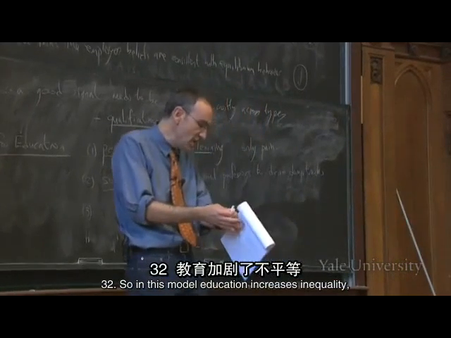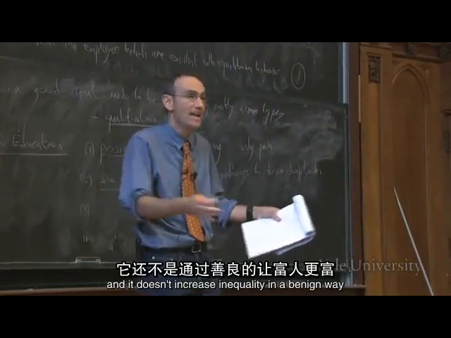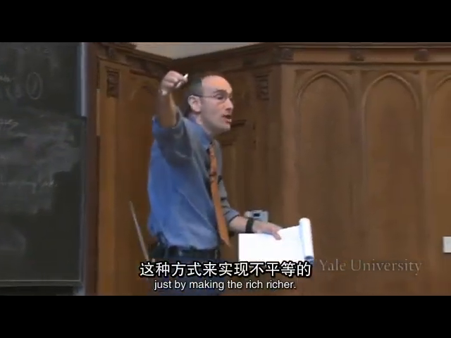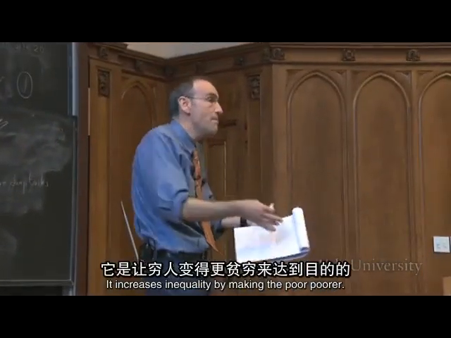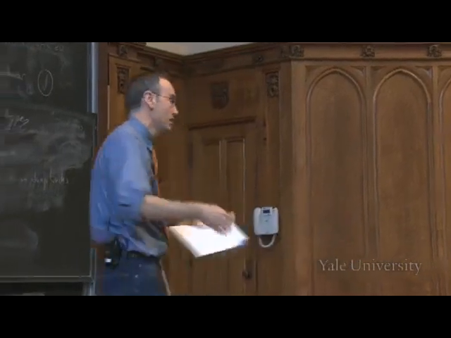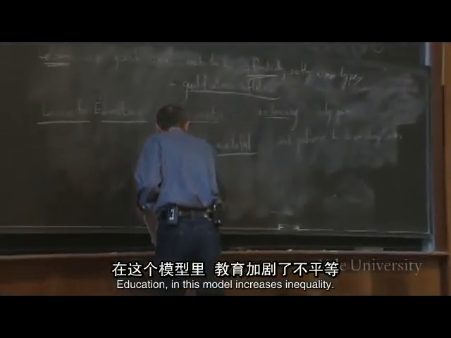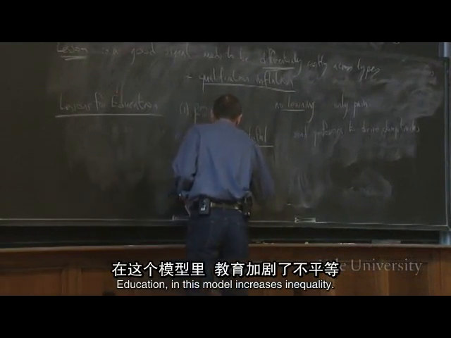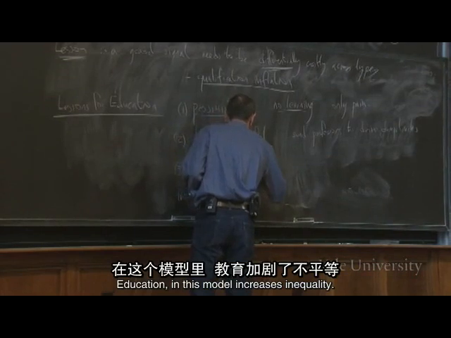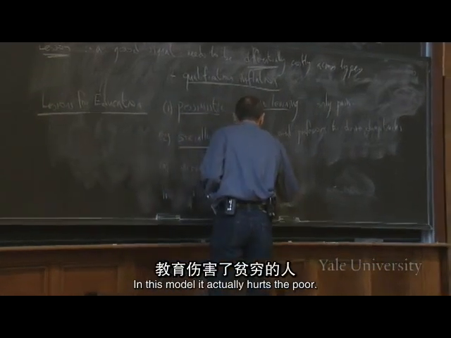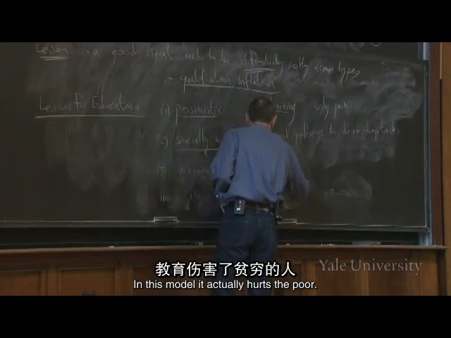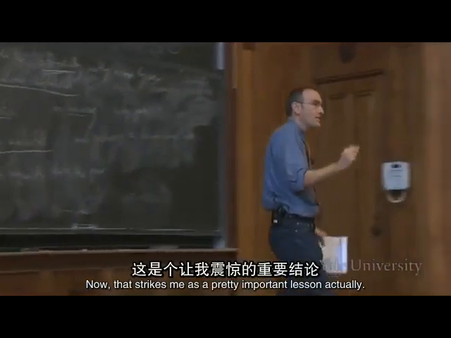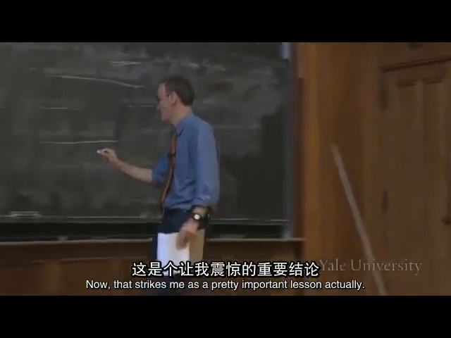In this model, education increases inequality, and it doesn't increase inequality in a benign way, just by making the rich richer. It increases inequality by making the poor poorer. In this model, it actually hurts the poor. Now that strikes me as a pretty important lesson, actually.